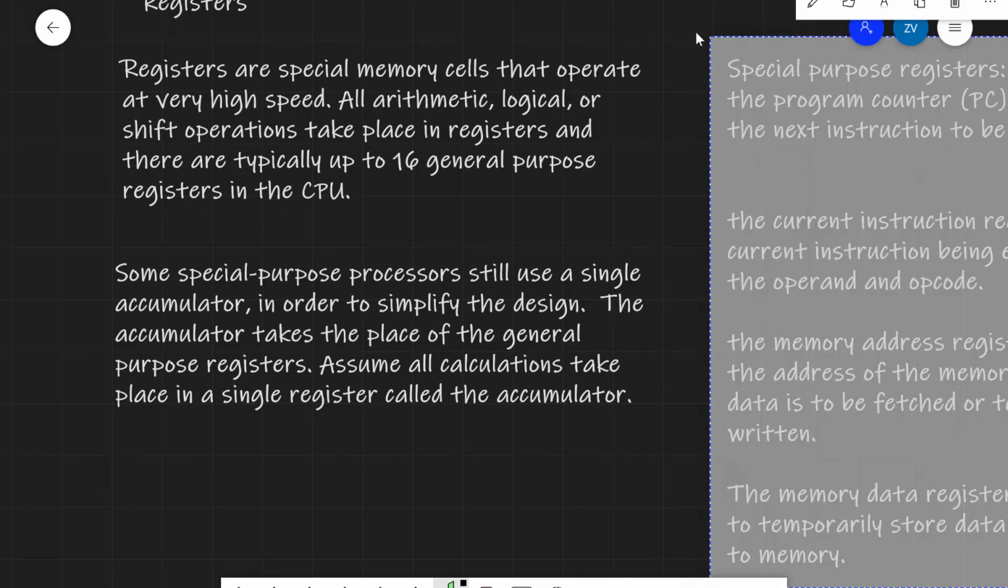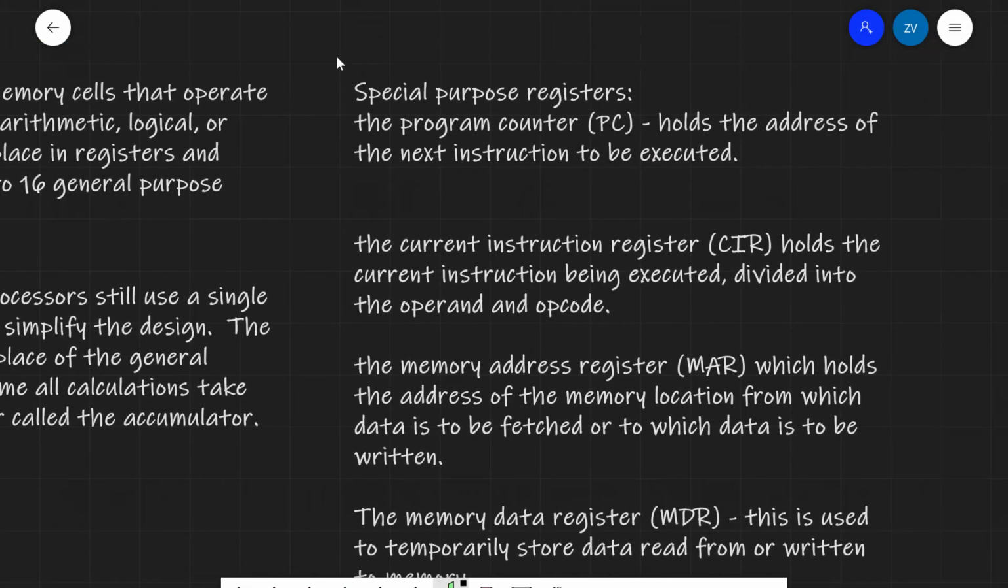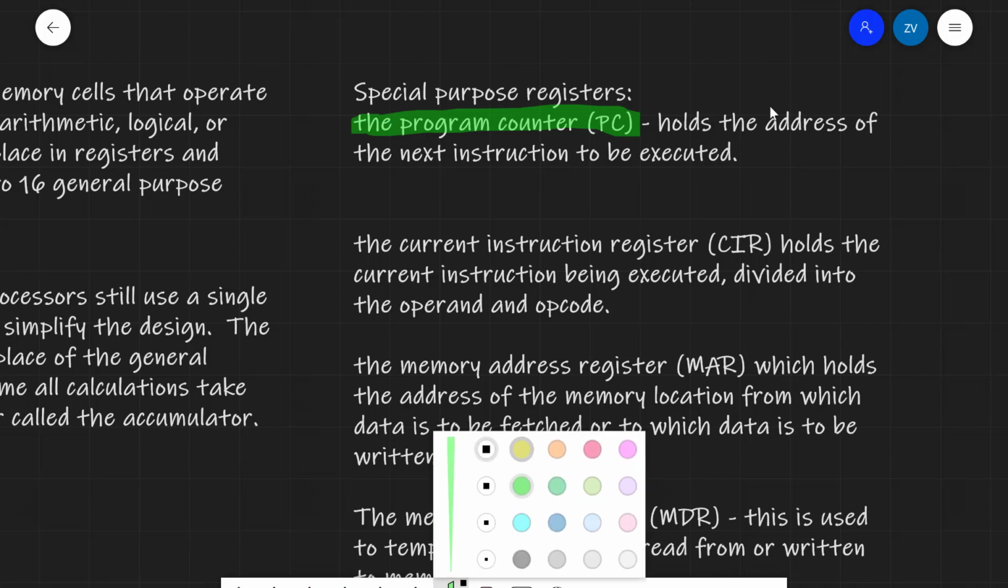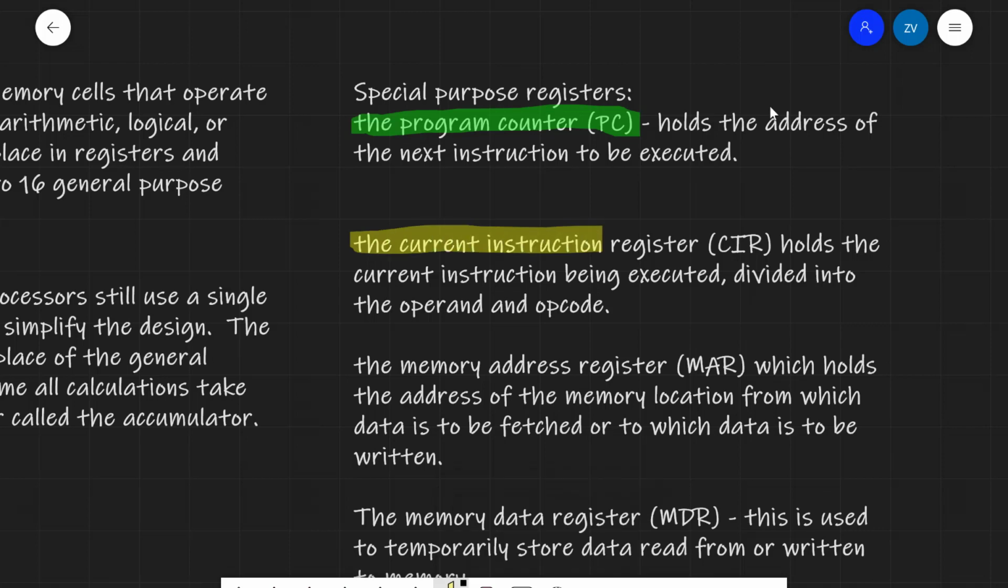Now let's have a look at some special purpose registers. First off, we have the program counter, which is also known as the PC, and that holds the address of the next instruction which is to be executed. We also have the current instruction register, or the CIR, and that holds the current instruction being executed, which is divided into the operand and the opcode.